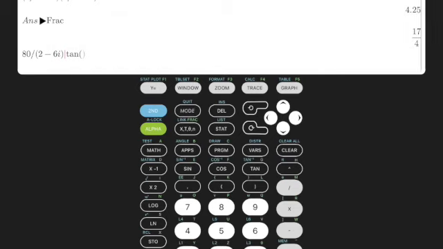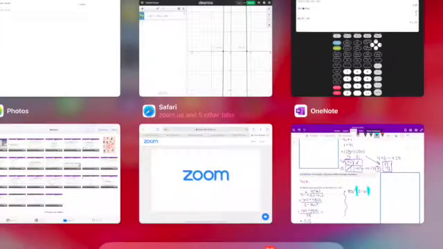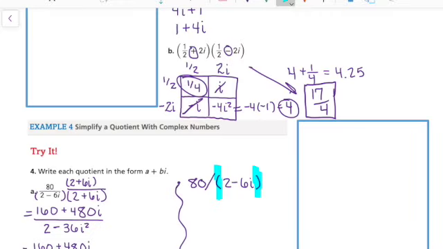Uh-oh. That was just supposed to be a parenthesis, not the tangent. Doing all kinds of things I shouldn't be. All right. Then when I hit enter, I get the answer 4 plus 12i. Whoops, I need to go back to my pen. Which is my final answer.